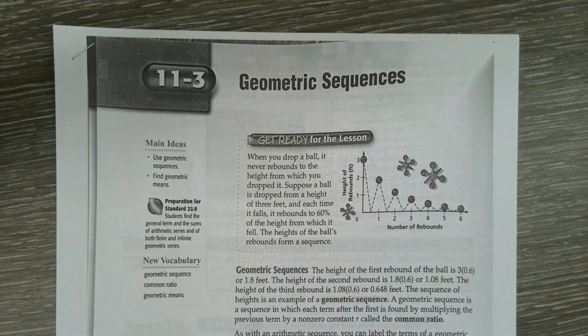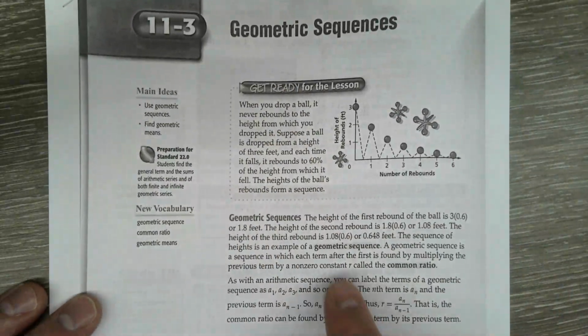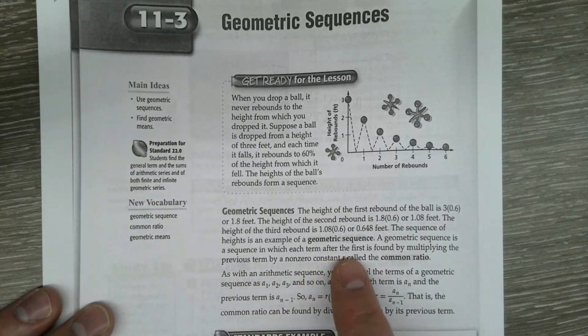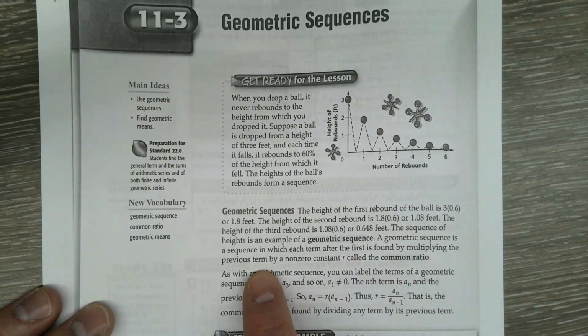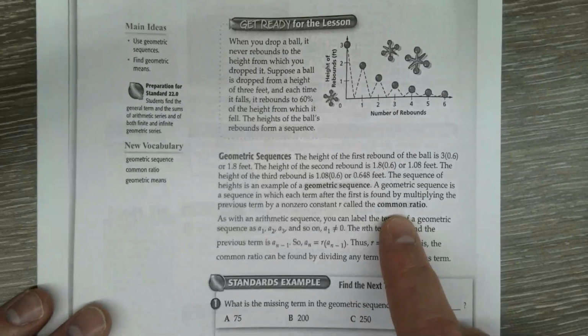All right, so we are looking at geometric sequences. So what is a geometric sequence? Well, a geometric sequence is a sequence in which each term after the first is found by multiplying the previous term by a non-zero constant r called the common ratio.